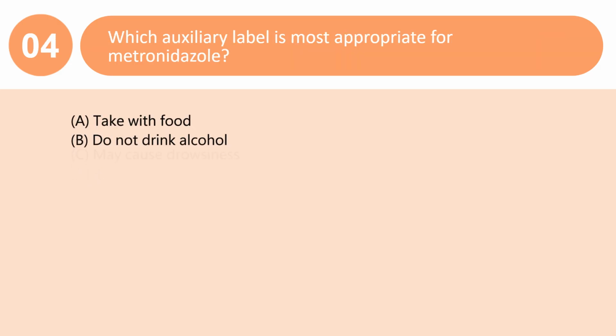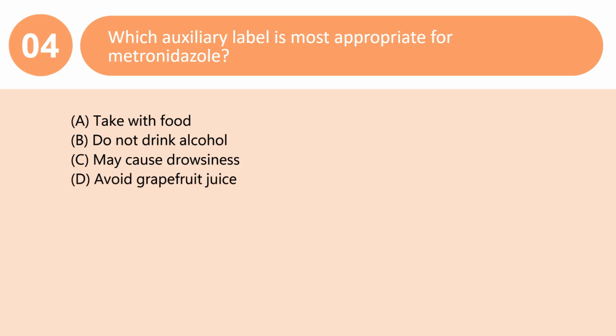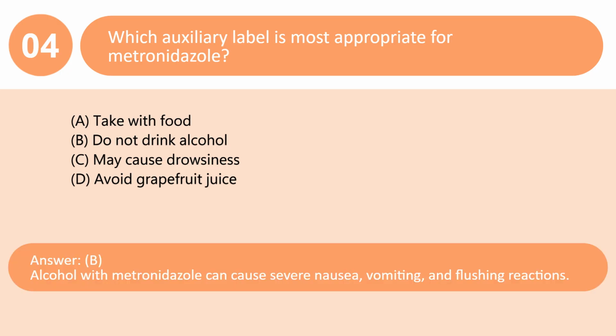Which auxiliary label is most appropriate for metronidazole? A. Take with food. B. Do not drink alcohol. C. May cause drowsiness. D. Avoid grapefruit juice. Answer, B. Alcohol with metronidazole can cause severe nausea, vomiting, and flushing reactions.